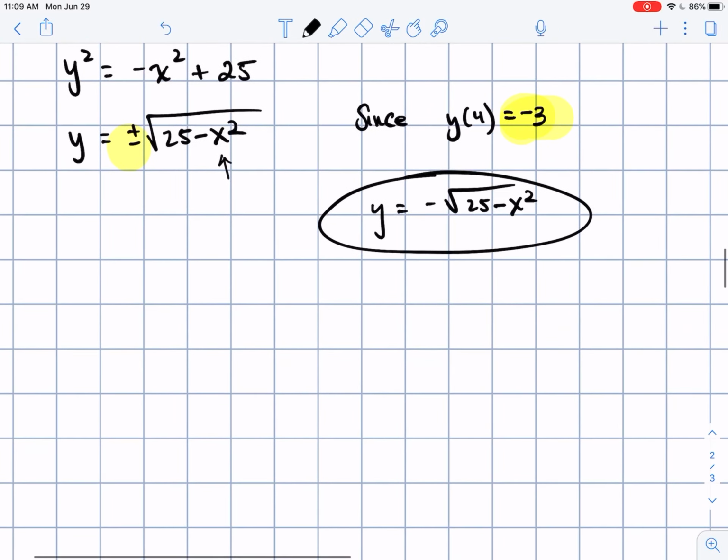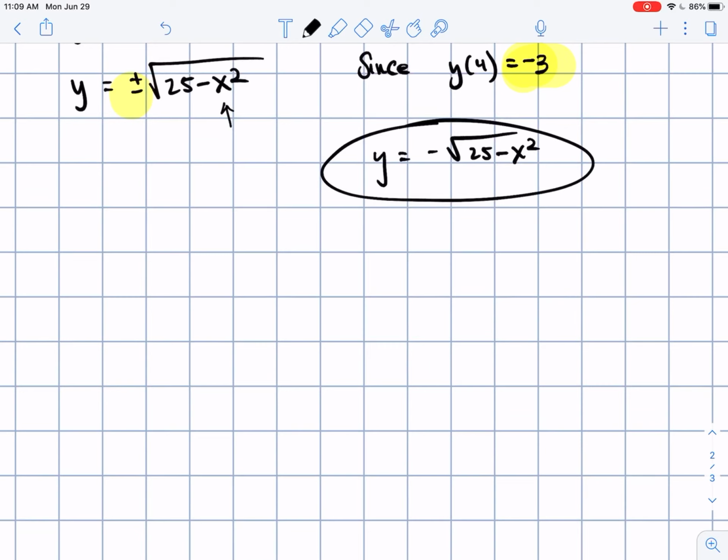Okay, so that's an initial value problem that we did.